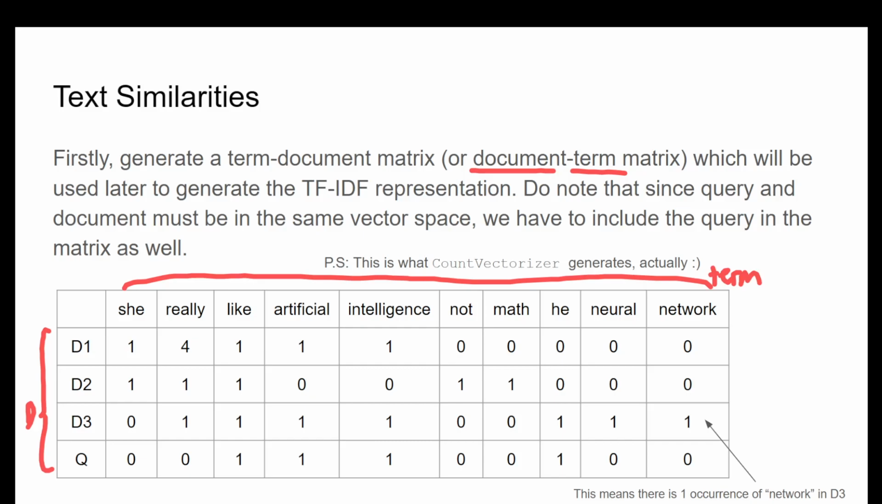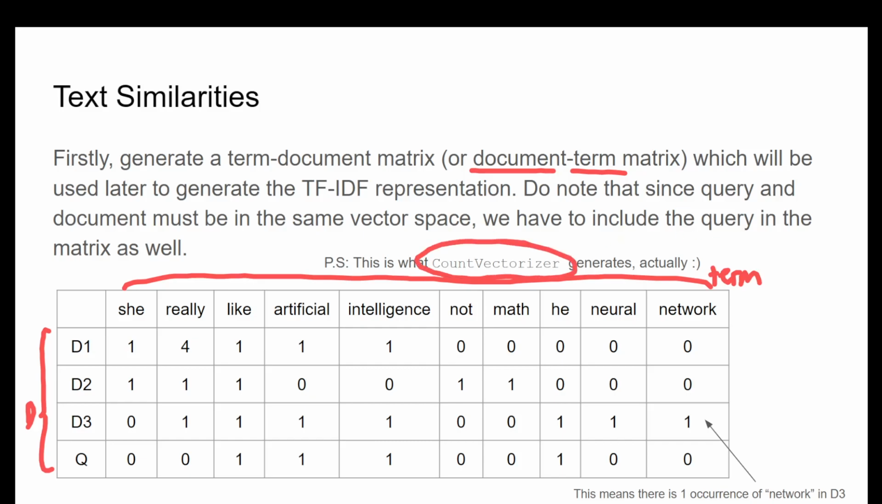You have to understand that the query and the documents must be in the same vector space, because we cannot compare vectors if they are located in different vector spaces. If you have learned linear algebra, it's like comparing a vector in polynomial space with another vector in matrix space. That doesn't make any sense, right? So we have to include the query in the matrix as well. And this is actually the count vectorizer.